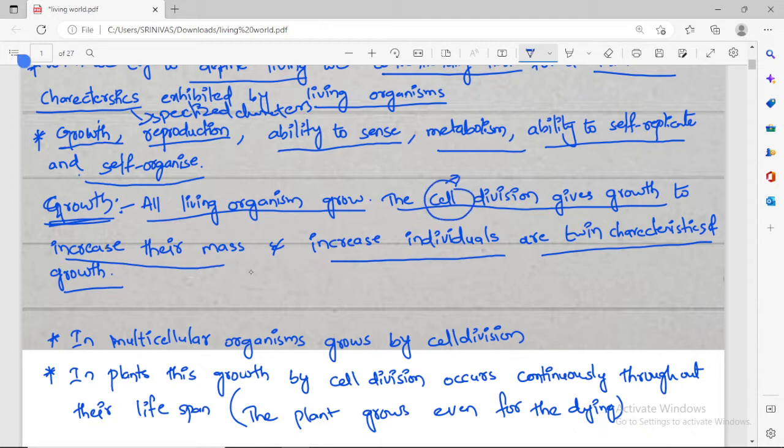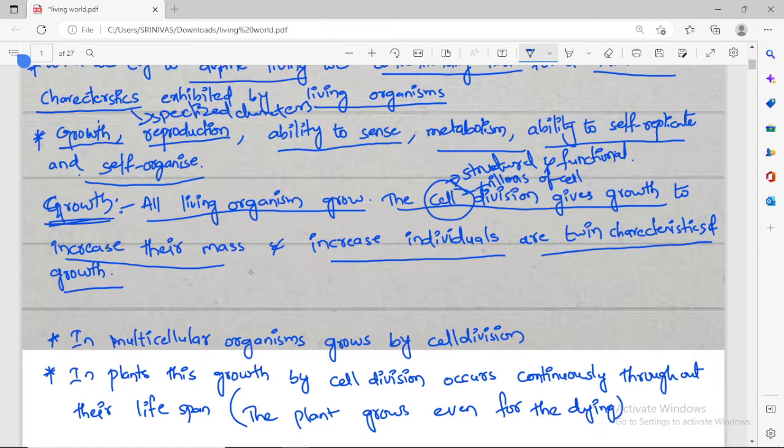Cell means structural and functional unit. The human body is composed of trillions of cells. The cell is the main thing. The cell gives structure, and it gives energy to our body. This is about the cell.